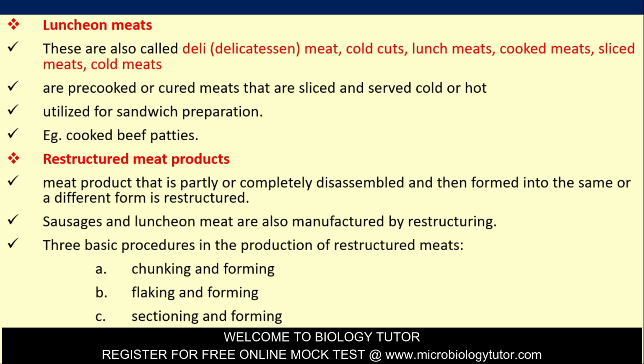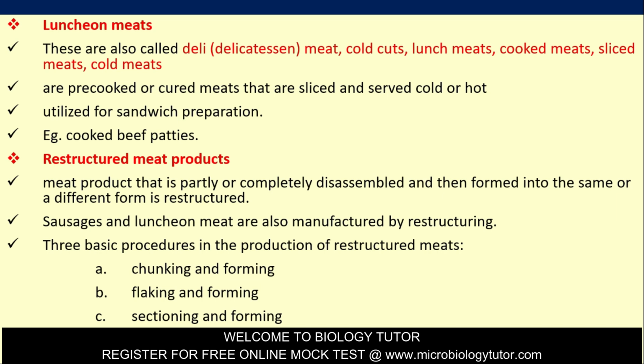Luncheon meats. These are also called deli meat, cold cuts, lunch meats, cooked meats, sliced meats, cold meats. They are pre-cooked or cured meats that are sliced and served cold or hot. Utilized for sandwich preparation. Example, cooked beef patties.